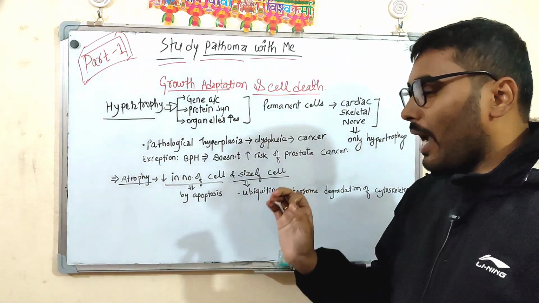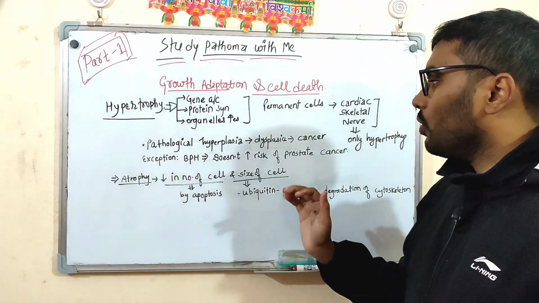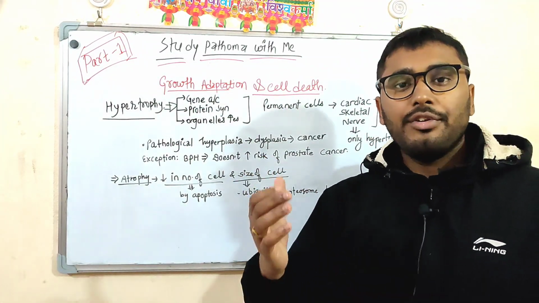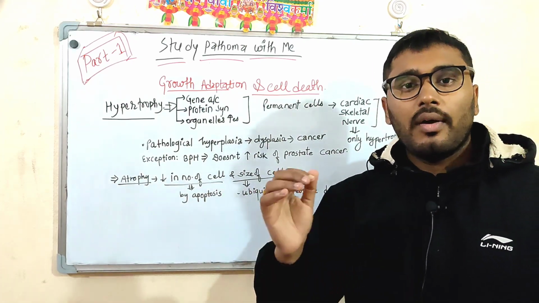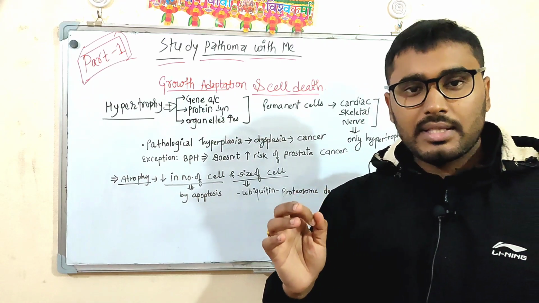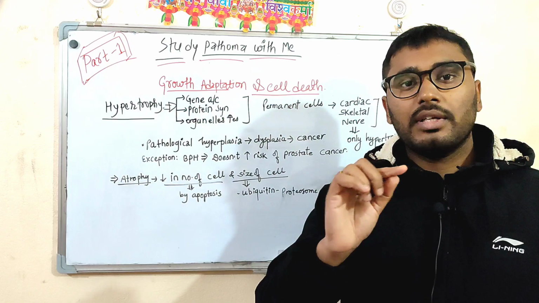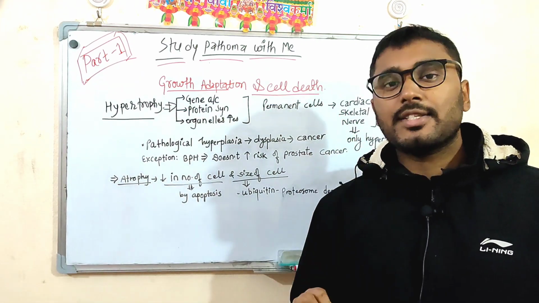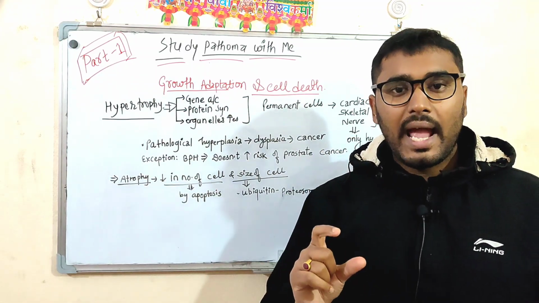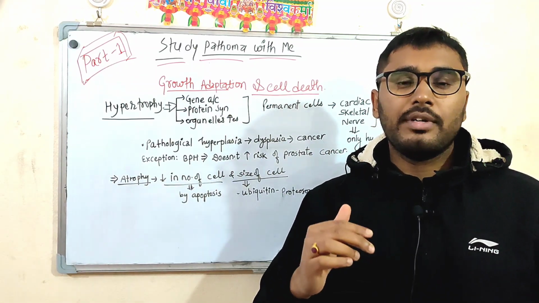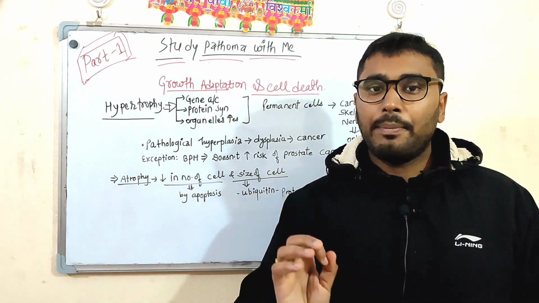Hyperplasia can be physiological or pathological. Physiological hyperplasia means an increase in the number of cells under physiological conditions. Let's suppose in females during the menstrual cycle, the endometrium of the uterus is shed in every menstrual cycle for 2 to 3 days, and after the menstrual cycle the endometrium that was shed is formed again in the same area. So that is endometrial hyperplasia.